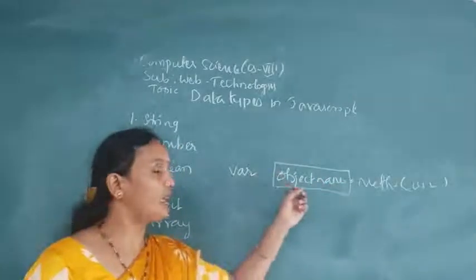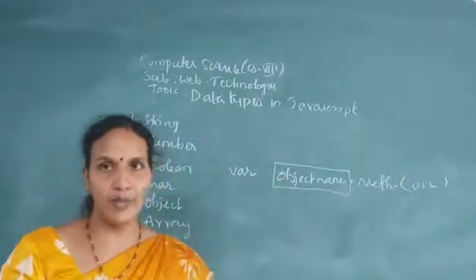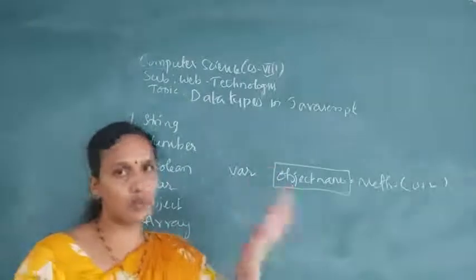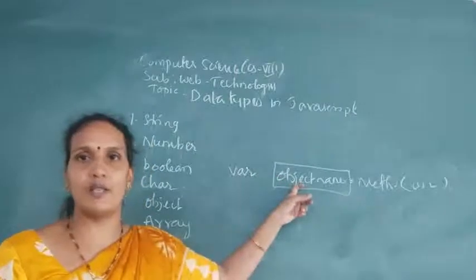See here, I am declaring an object. What type of value am I storing here? I am assigning a method. So objects are also declared in JavaScript. And what is the data type of this? Here it is an object.